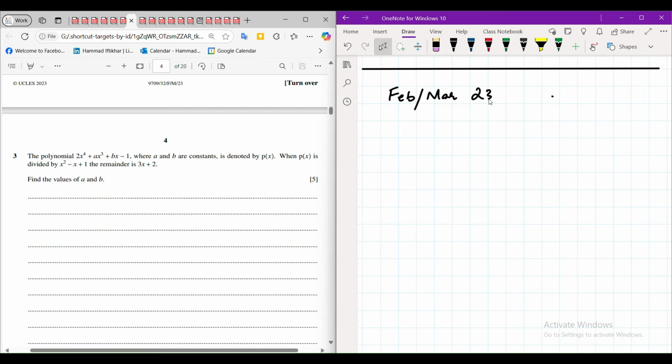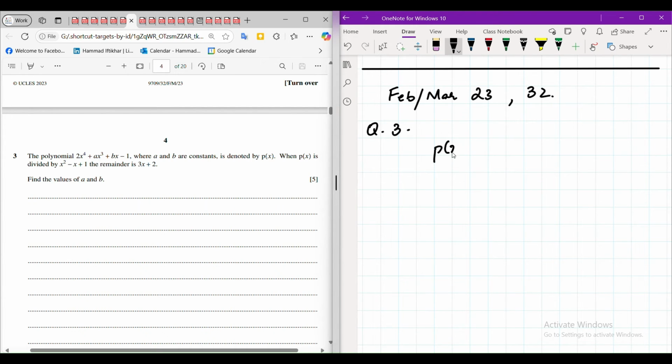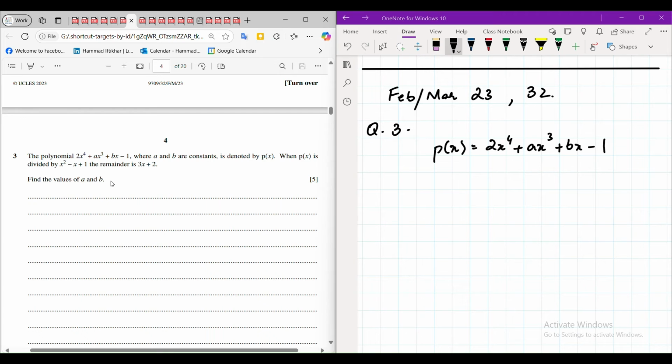February-March 2023, variant 32, question number 3. The polynomial 2x^4 + ax^3 + bx - 1 is denoted by p(x). When p(x) is divided by x^2 - x + 1, the remainder is 3x + 2. Find the values of a and b.